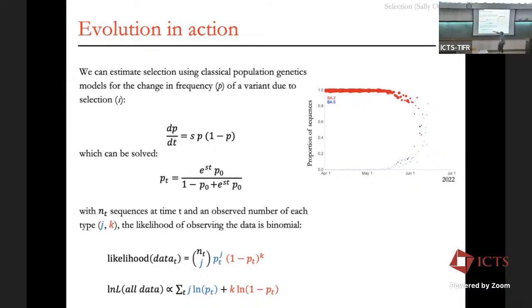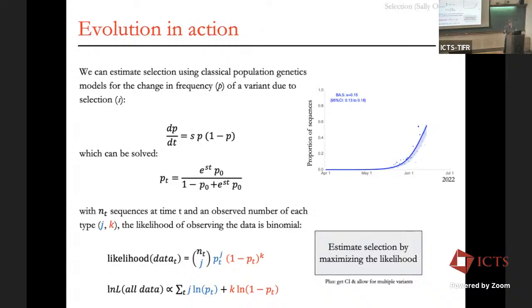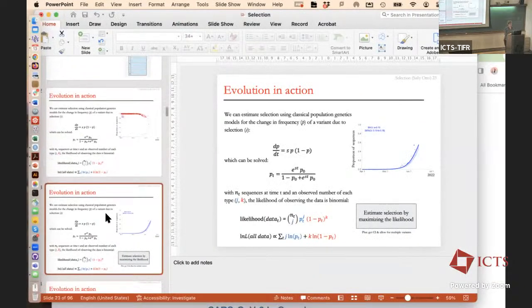But on any one day, the probability of seeing the sample I see on that day is given by the binomial distribution with that formula for p_t in it. And given how many of one type I see times (1 - p) to the number of the other type I see, how many BA2s and how many BA5s. So we can maximize likelihood for this data to estimate selection. And that allows us to estimate selection for this variant and all sorts of other variants.